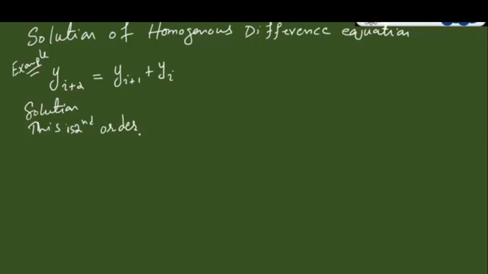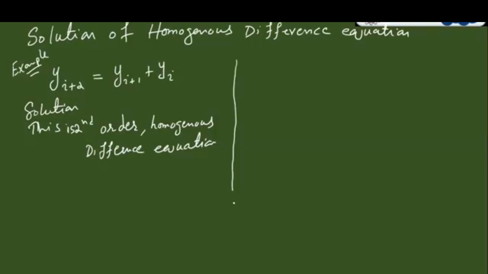This is a second order homogeneous difference equation. Okay, linear or higher order you can add as well. Identification is important because identification defines the process of finding the solution. So this is the part.